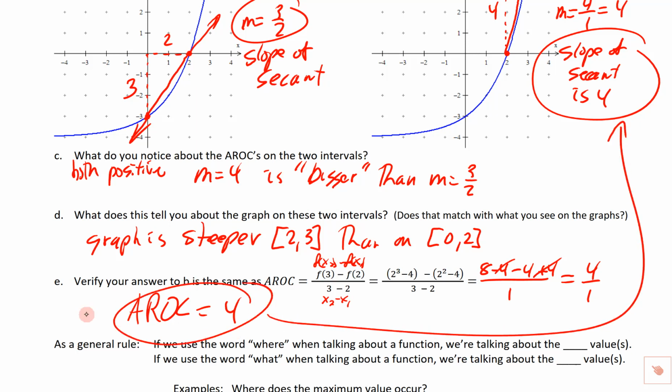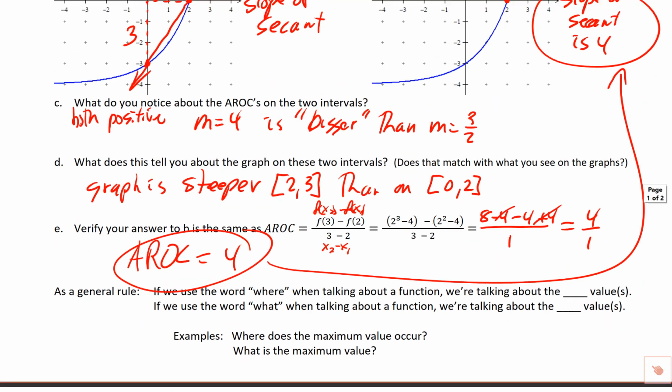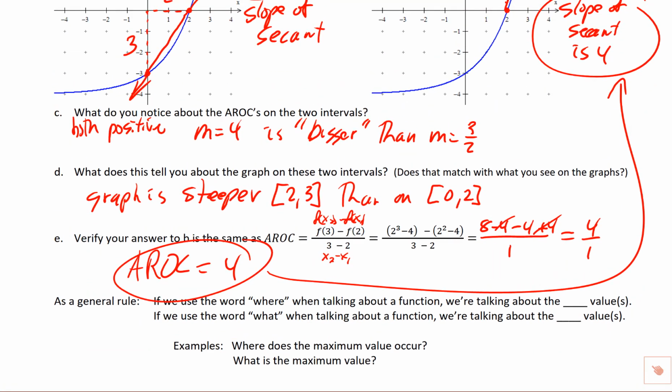So we're in good shape here. It kind of shows that the average rate of change and slope of the secant, we're talking about the same thing. So I'm going to slide down here, and let's talk about this part right here. This is a general rule, and this is where we get into the vocabulary and the way mathematicians talk about things. If we use the word where is something happening, like what interval, where are we, then we're talking about x values. And if we use the word what when we're talking about functions, we're usually talking about y values.